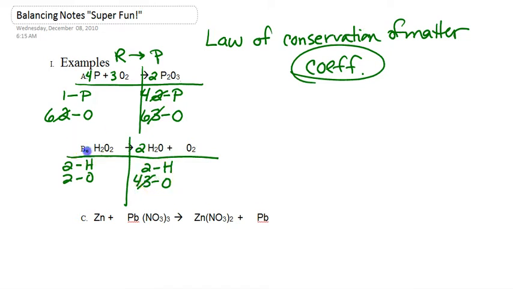And then over here I could just place a 2 in front. That gives me 4 oxygen. But now that's messed up my hydrogen. But that's okay because now I have 2 times 2, 4 hydrogen on the right, 2 times 2, 4 hydrogen on the left.